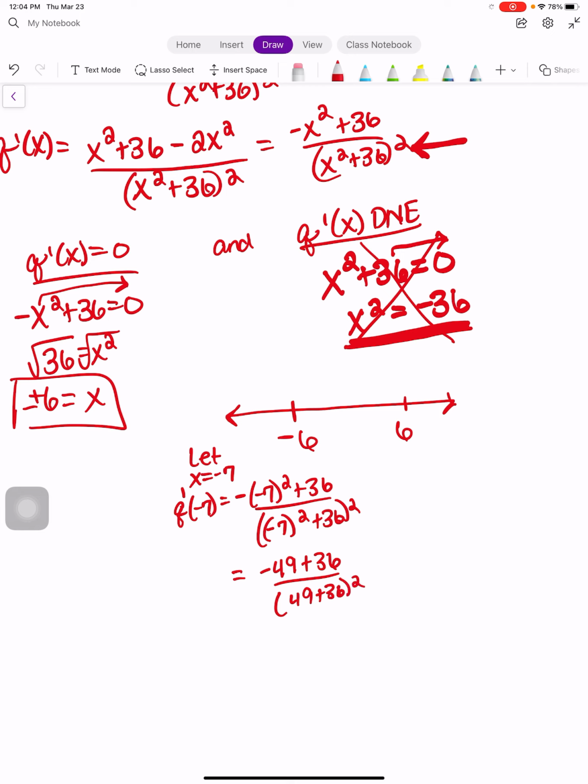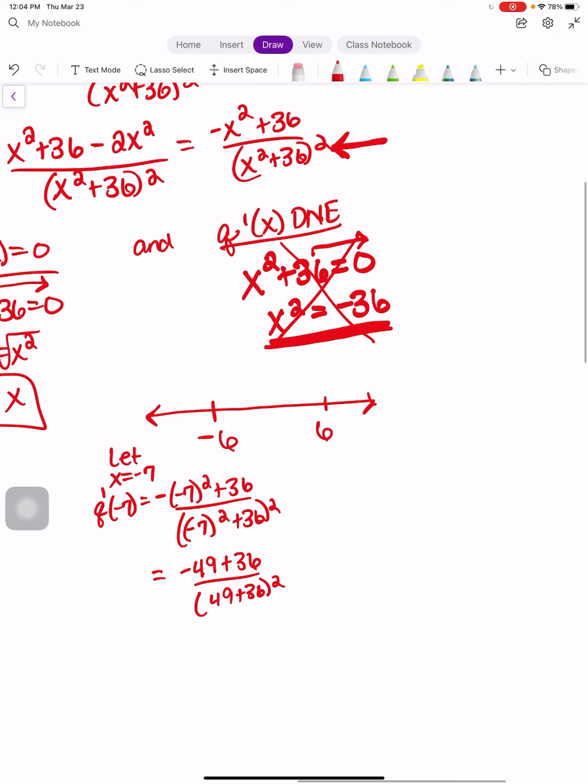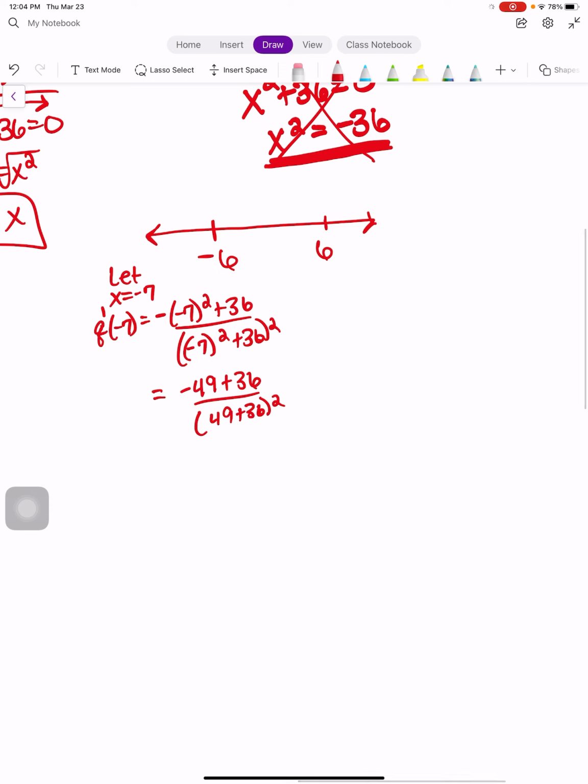If you guys were to sit in my class, I would tell my students at this point that I'm not really interested in the actual number. I'm really just interested in the sign of the number. I know that negative 49 plus 36 gives me a negative number. And in the bottom, I'm squaring, so those numbers are going to be positive. So I have a negative divided by a positive, and that is negative. If my derivative is negative, that tells me that I am decreasing for that particular interval. And so let's move to the next.